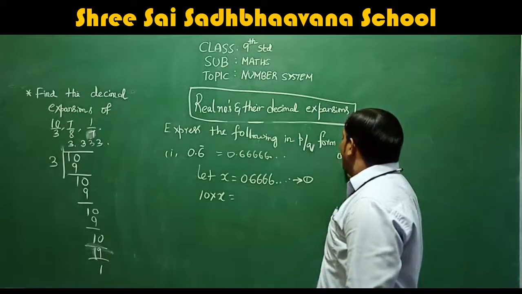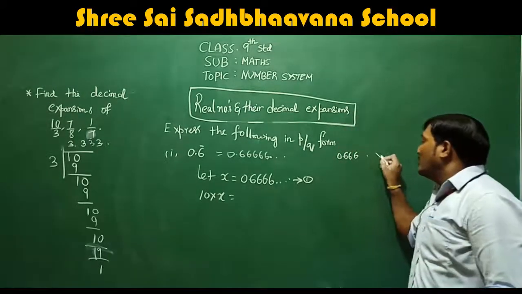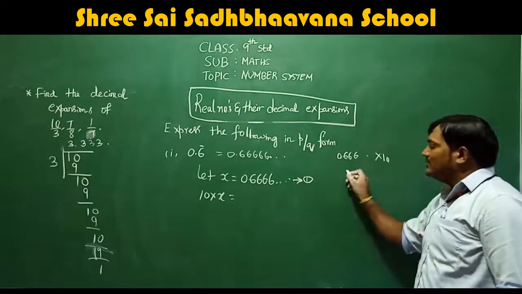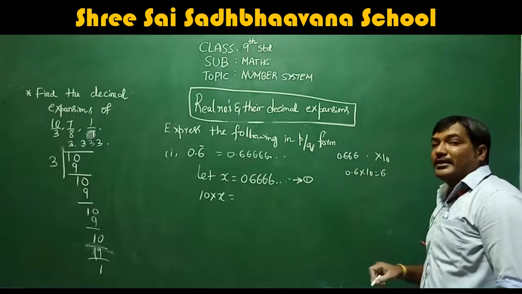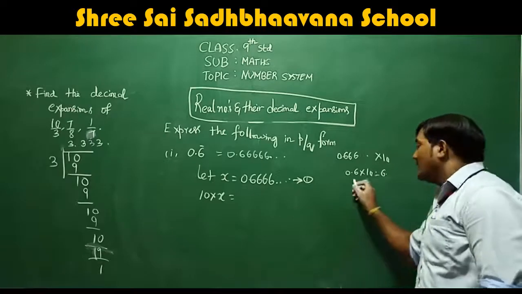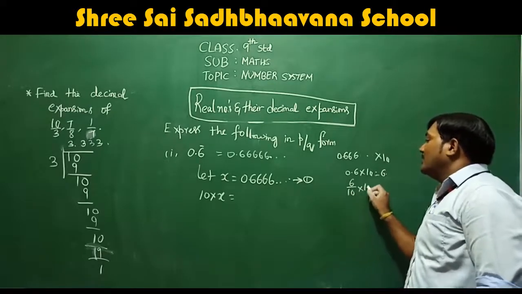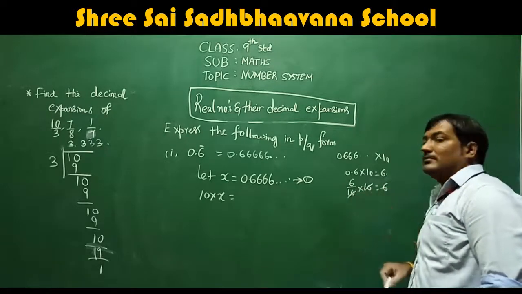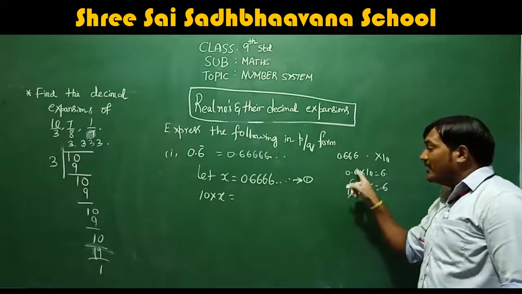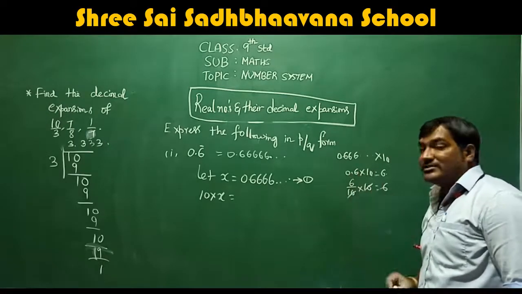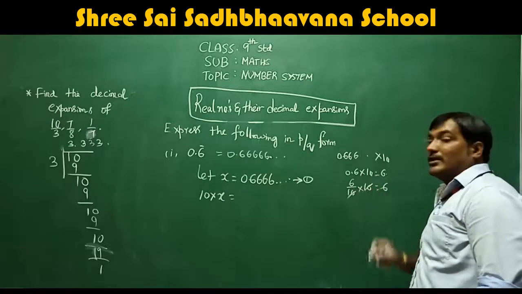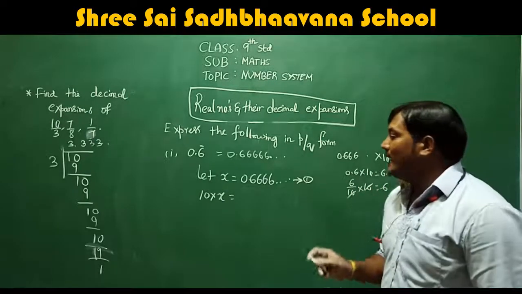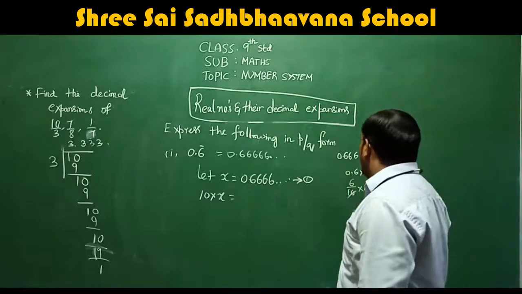So if you multiply 0.666 and so on with 10, let's leave 0.6 with 10. If you do that, you get 6, correct? 0.6 into 10 is 6. Why? Because 0.6 can be written as 6 by 10, and the 10 will get cancelled. You will get 6. Easy method. Because in 0.6, after the decimal point you have 1 digit. So if you multiply 0.6 with 10, you are getting 6.